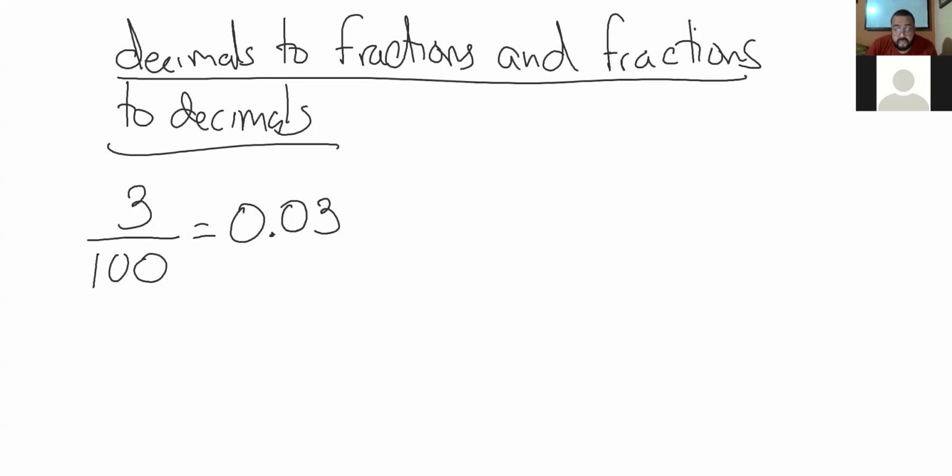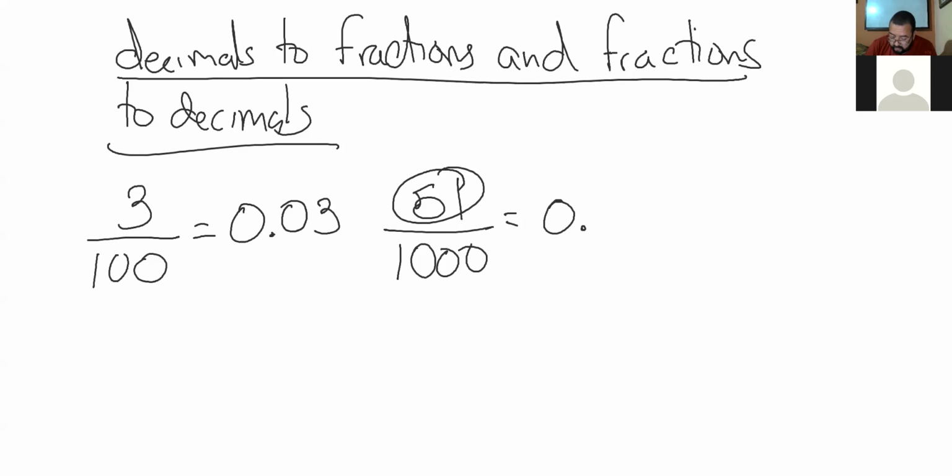Let me show you another exercise. 51 over 1000. So the number needs to have 3 decimals. So write 0 point, we only have 2 numbers here, so we're going to add a 0 and then write 51. And that is how you convert that fraction to a decimal.